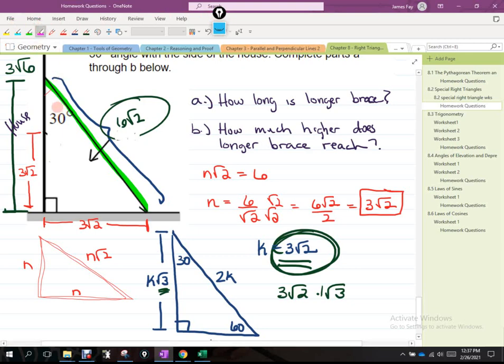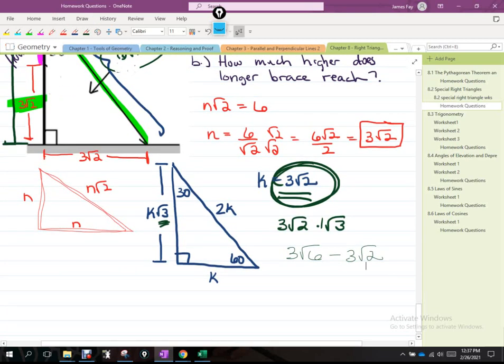When I ask that question, how much higher does it reach? It's asking for that purple distance right there. Okay? So what would I do with that number right there and that number right there to find that purple? Subtract them. 3 radical 6 minus 3 radical 2. And this answer right here is, in my opinion, the reason why they're asking you to type things in a decimal rather than the exact value. If they ask you the exact value, can you simplify that? You remember how I added and subtracted radicals?